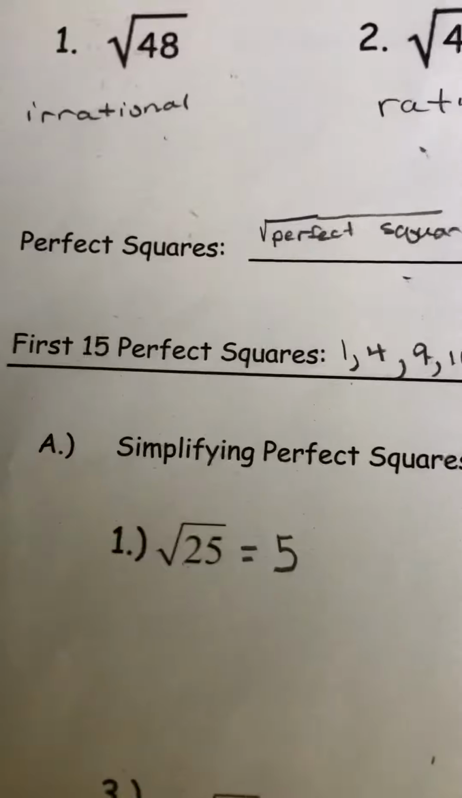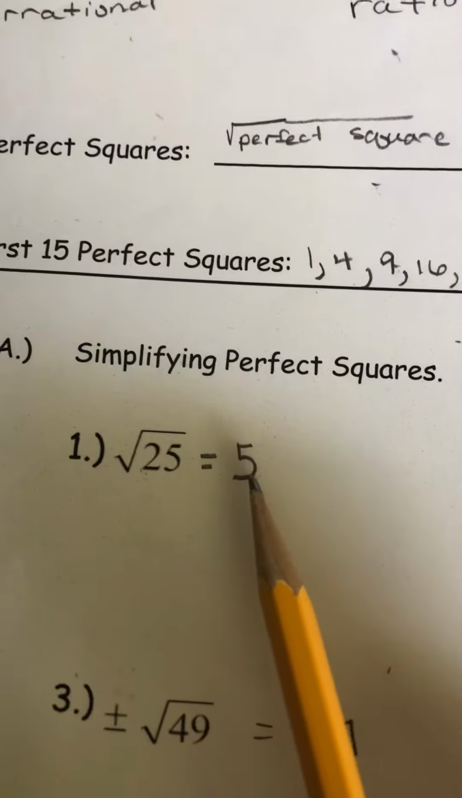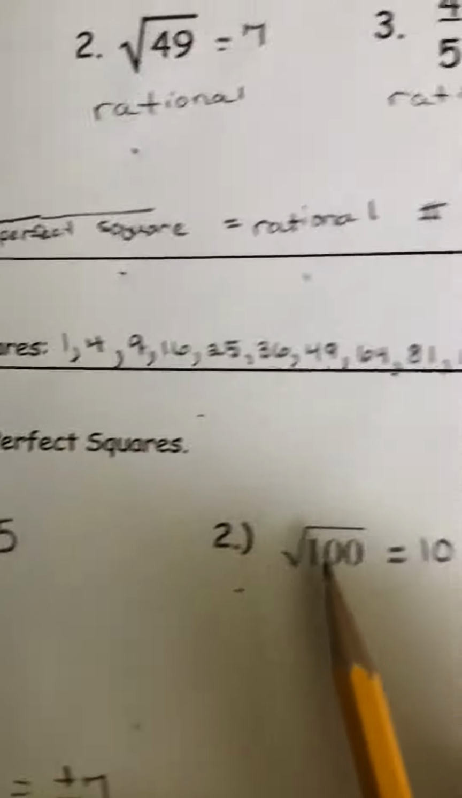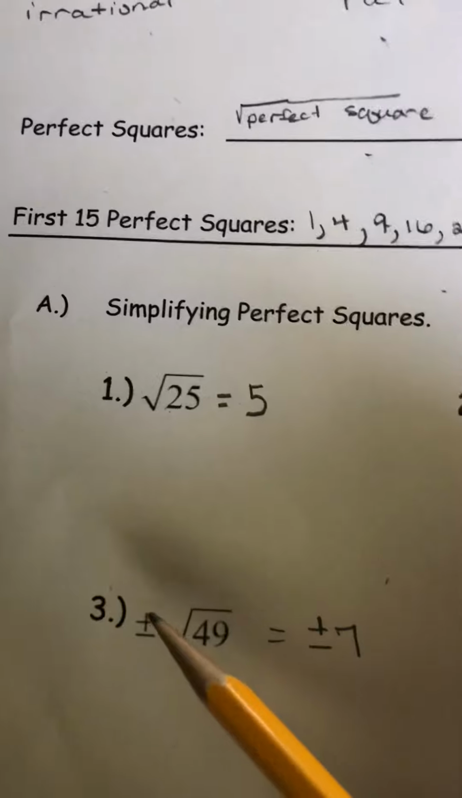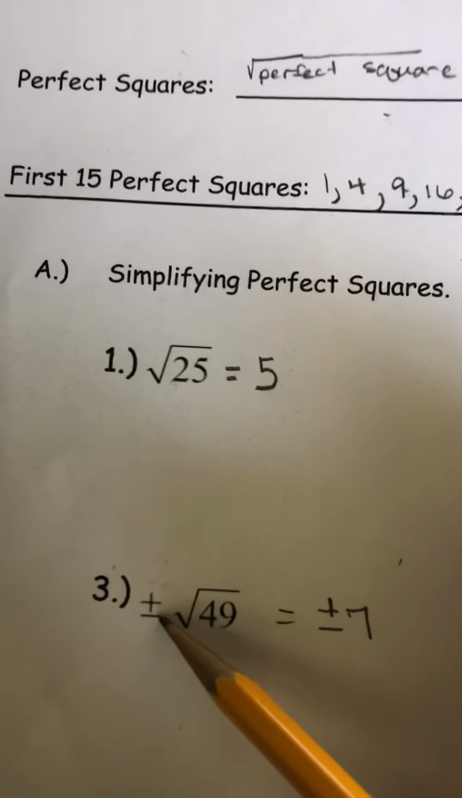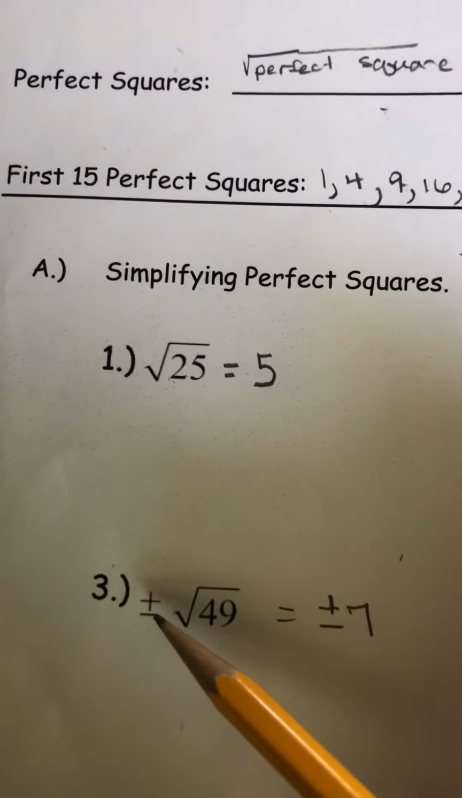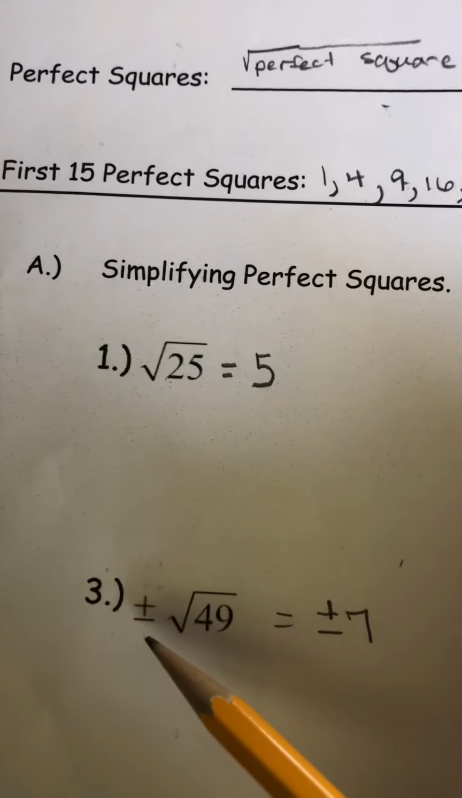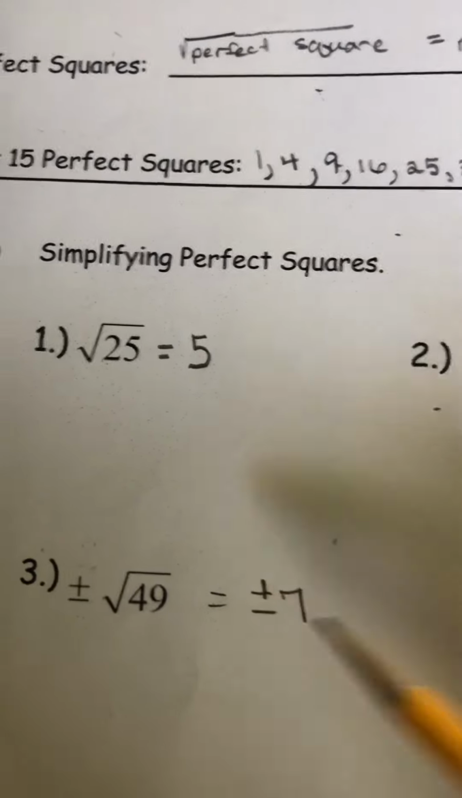So first of all, let's review taking the square root of a perfect square. What is the square root of 25? 5. What is the square root of 100? 10. But now, what if we see this symbol in front? That's combining both the positive and negative numbers. So if I want you to find the positive and negative square root of 49, the answers will both be positive and negative 7.